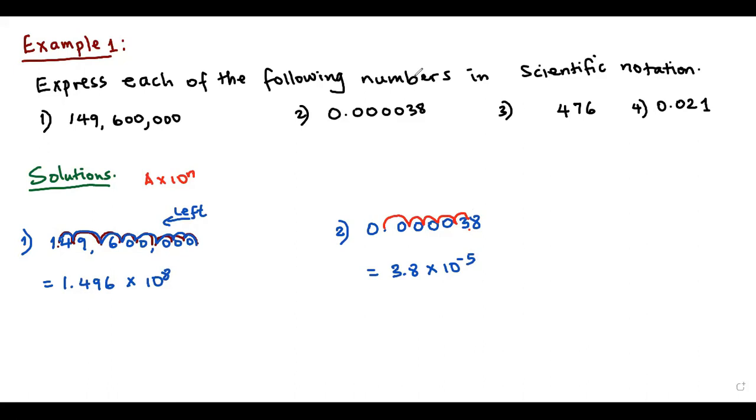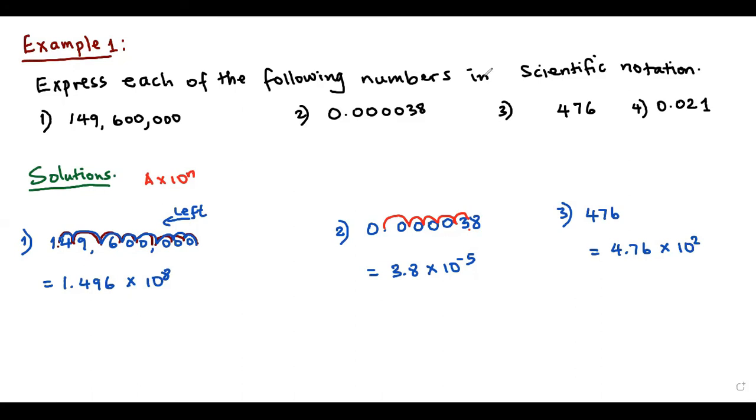And now let's do number 3. We have 476. Is that number bigger than 10 or less than 10? Greater than 10. So to make it get into scientific notation, what should we do? What should I write in scientific notation? 4.76 times 10 to the power of 2.